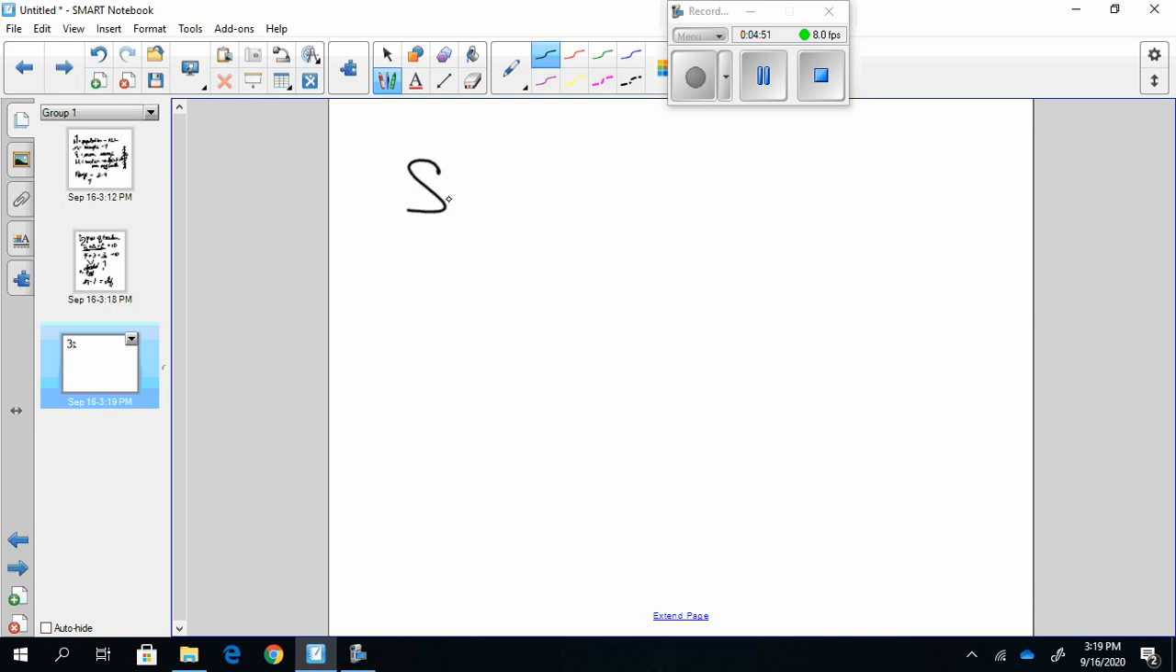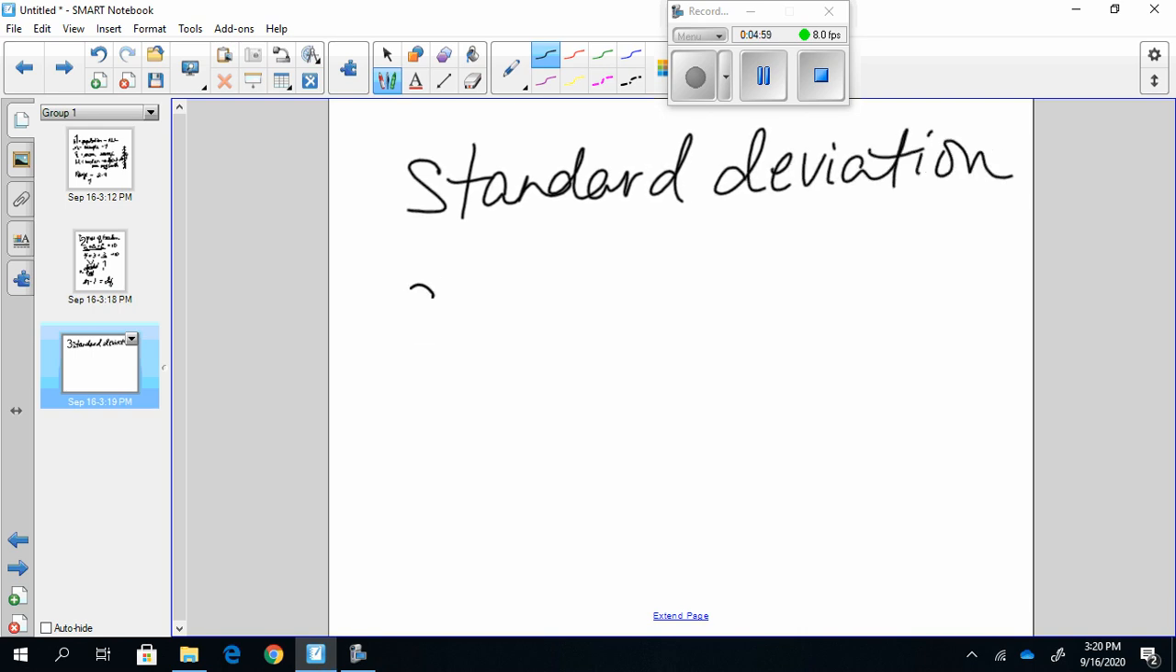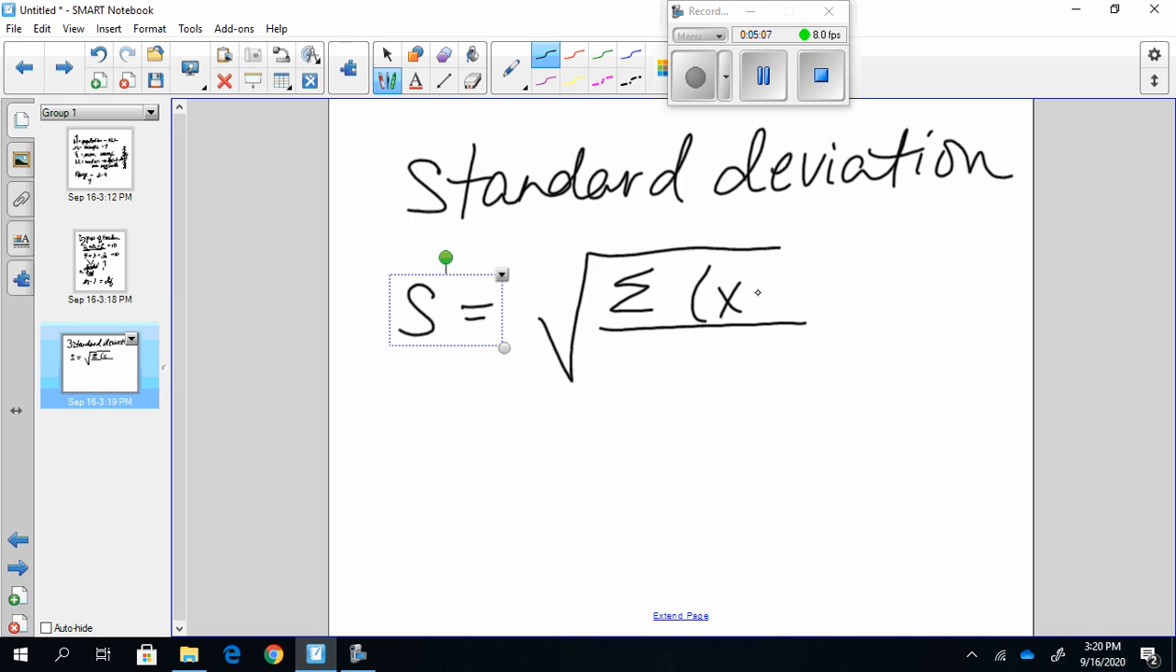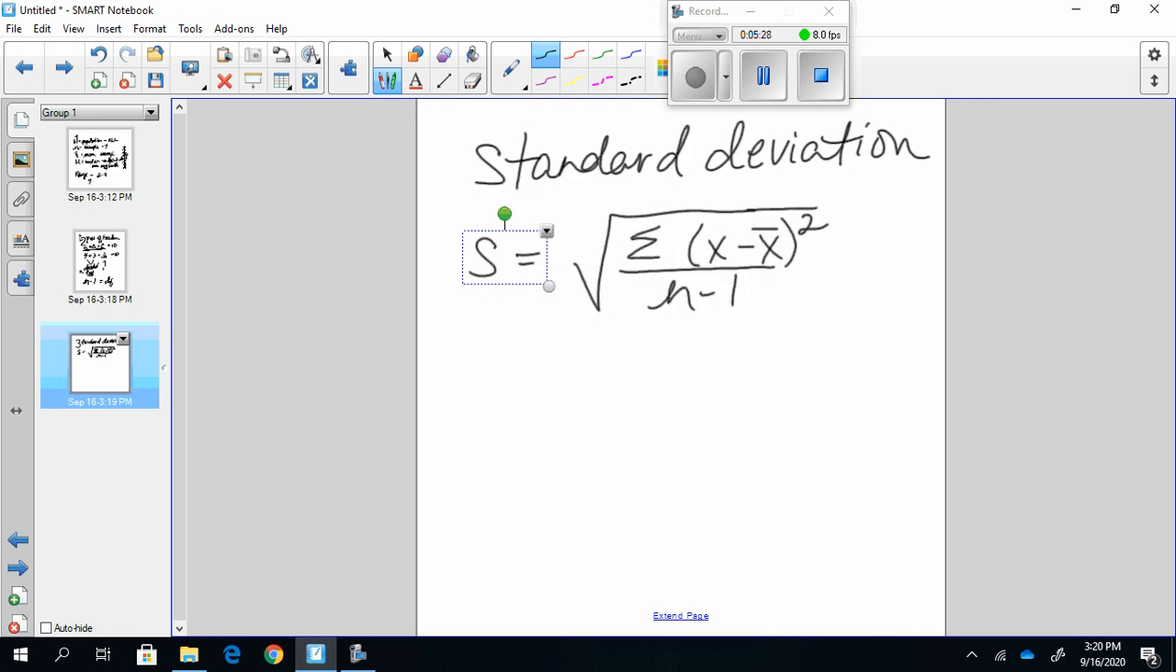So standard deviation, I'll write it out first for you, is abbreviated with an s. And here is the formula. It's equal to the square root of the sum of x minus x bar squared over the degrees of freedom. So it sort of looks like this intimidating, huge formula, but I'm going to do an example with you so I can show you that it's really not so much. And actually, let me just explain a little bit more about standard deviation anyways.